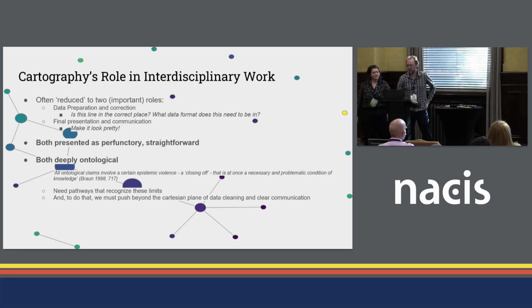And this sort of brings us back to the role that we found cartography playing in these processes as we were doing these analyses. And I think this is true more broadly. It's been true in a lot of the interdisciplinary cartographic work I've done at least, but perhaps some people have different experiences. But I find that cartography is often reduced to two viewed-as-important but, I think, reductive roles, right? One is data preparation and correction.